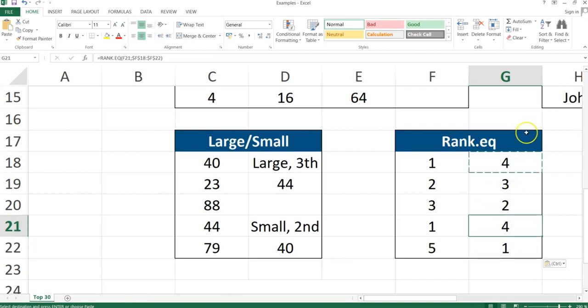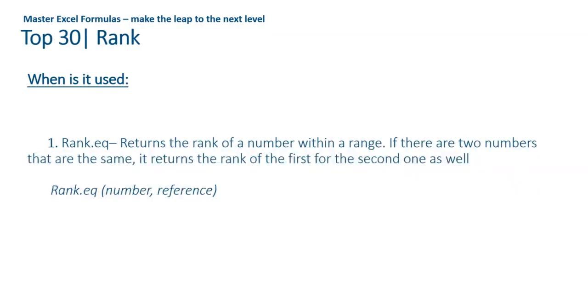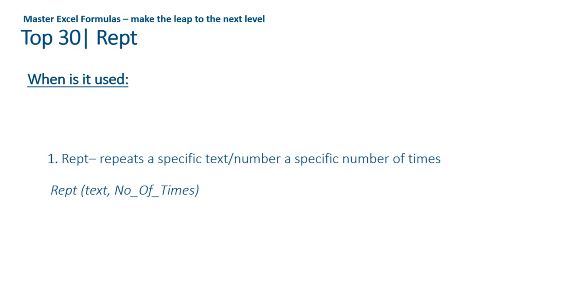Now as you can see, we have 4 and 4 because the 1 and 1 are basically the same number. That's why we use the RANK.EQ formula, because it gives us the same rank for a number that is repeated more than once within our range or array. Okay, now let's go to the next formula, which is the REPEAT formula.